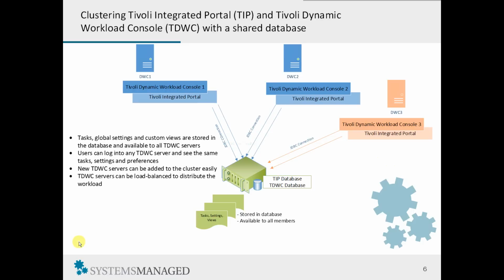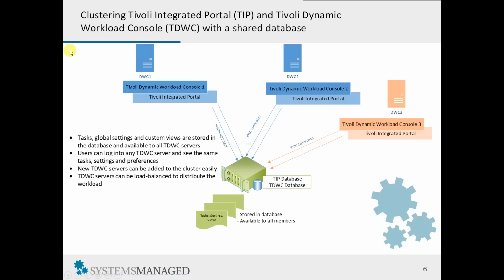And an extra configuration is you can load balance these servers. So instead of a user going to a particular server, say DWC1, the user comes into a single address. The back end could be a hardware load balancer, it could be IBM HTTP Server. And what it will do is send the user to one of the members of the cluster.